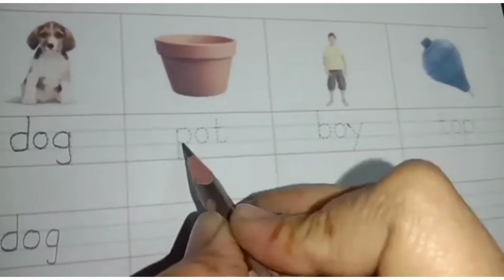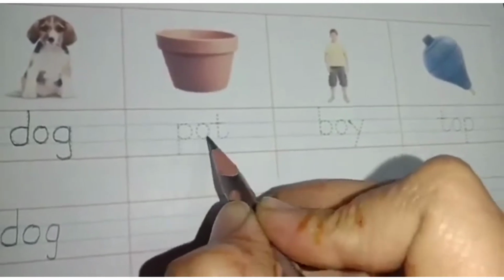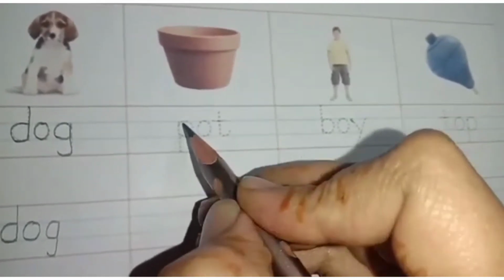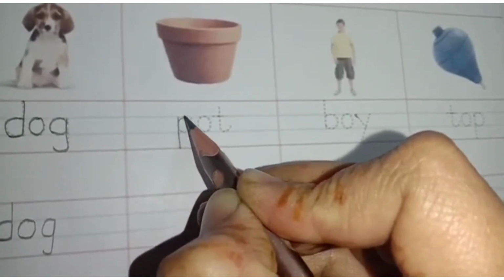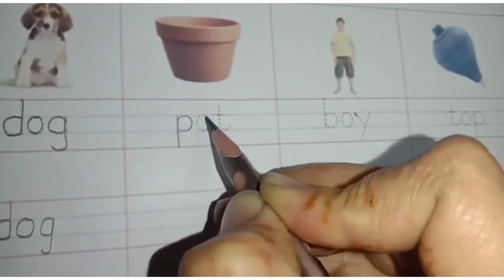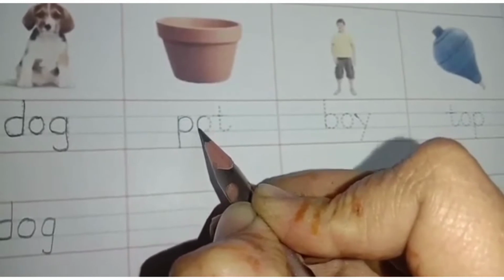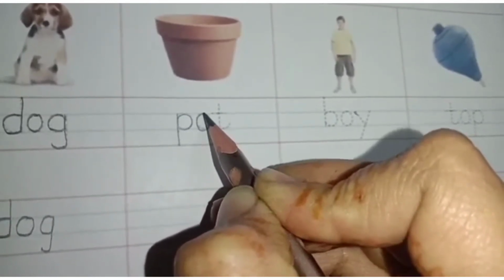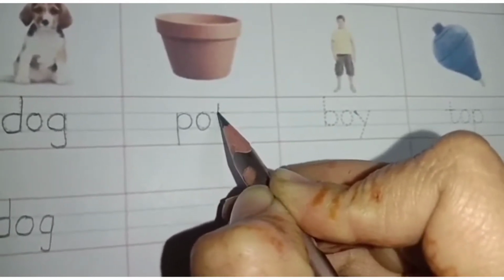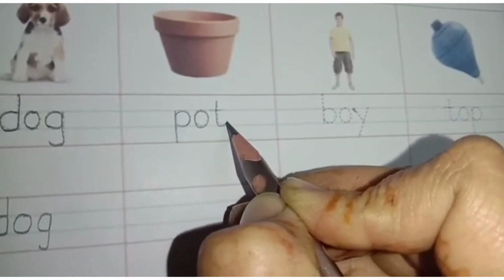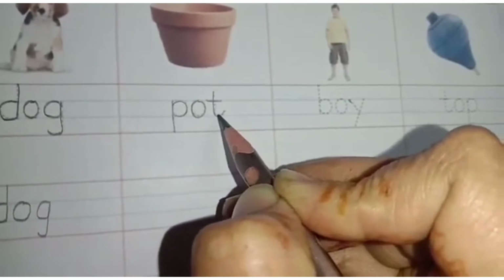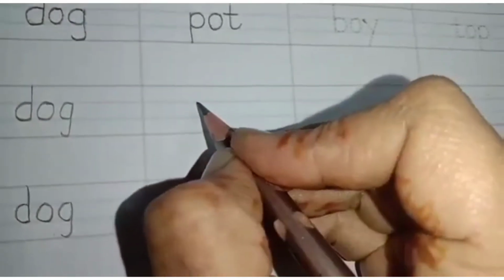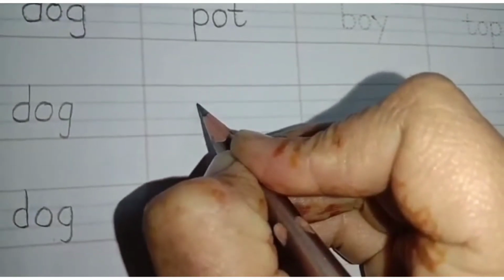What is this? This is a pot. P-O-T, pot. So for alphabet P, make a standing line, go up, make a reverse C curve. For O, make a C curve, then reverse C curve. For T, make a standing line, make a small curve and slipping line. P-O-T, pot.